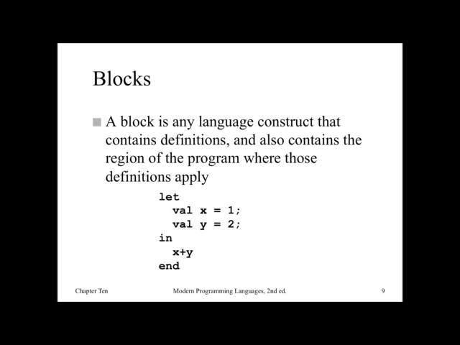The idea here is that a block is just any chunk of code in which you can define things, and it defines the region of the program where those definitions actually apply. The classic, extreme example would be ML, where I have this let statement. Let basically says, let me make some definitions here. I'm going to make a value x, I'll assign it to be 1. I'll make a value y, which is the name of this value 2. And then the in explicitly calls out the scope of x and y.